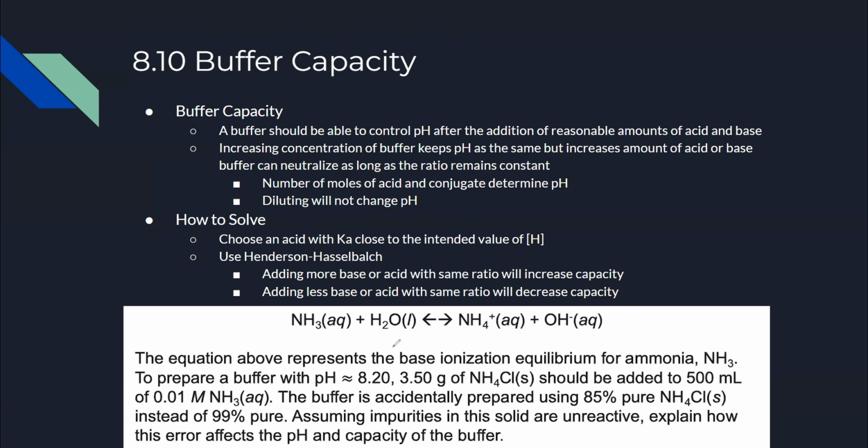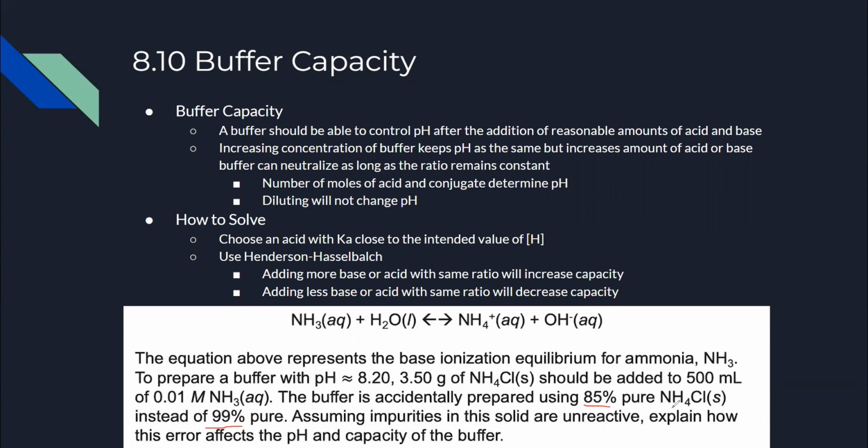So here's the problem over here. To prepare a buffer, the equation above represents the base ionization equilibrium for ammonia, NH3. To prepare a buffer with a pH of approximately 8.20, 3.5 grams of NH4Cl should be added to 500 milliliters of 0.01 molar NH3. The buffer is accidentally prepared using 85% pure NH4Cl instead of 99% pure. Assuming impurities in the solid are unreactive, explain how this error affects the pH and capacity of the buffer.